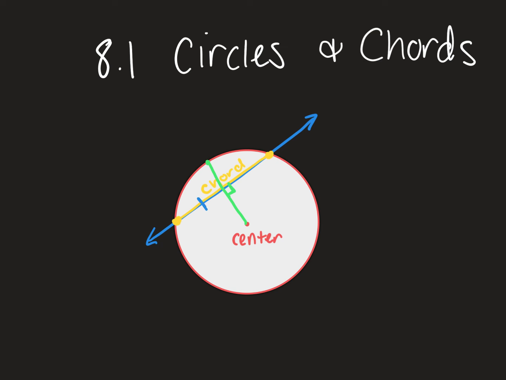So that means this part of the chord would be congruent to this part. So again, from here to here is going to be congruent to from here to here. And that only happens when the radius forms a right angle with that chord. So when the green line and the yellow line form a right angle, it splits that into 2 equal pieces.